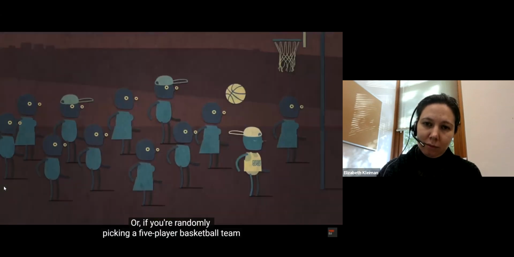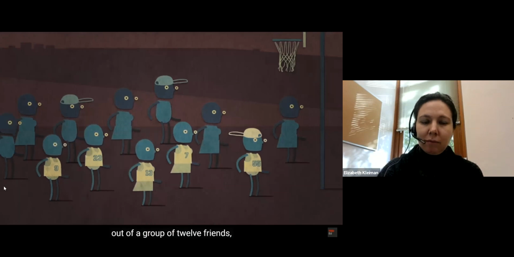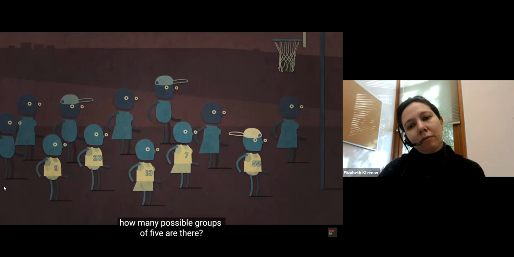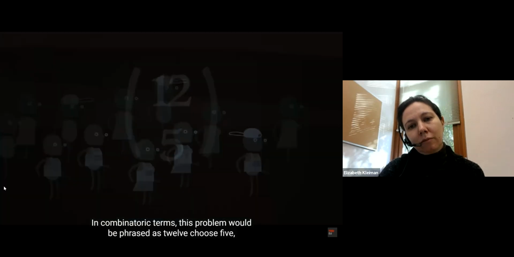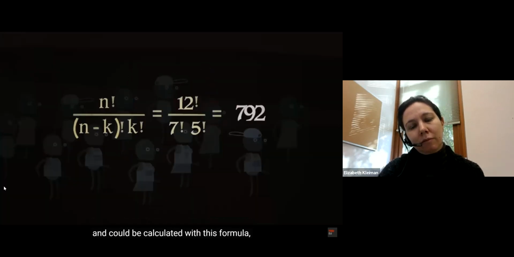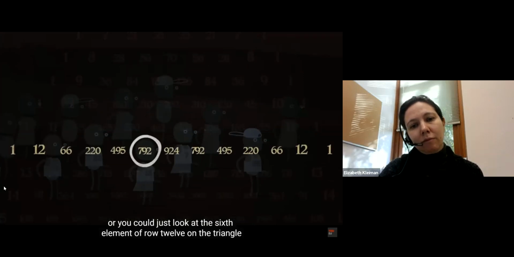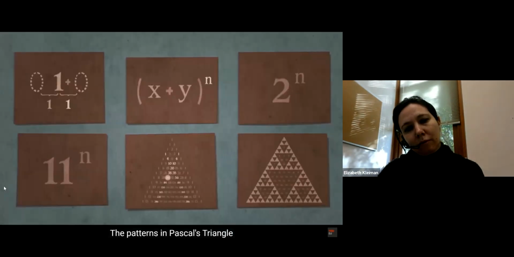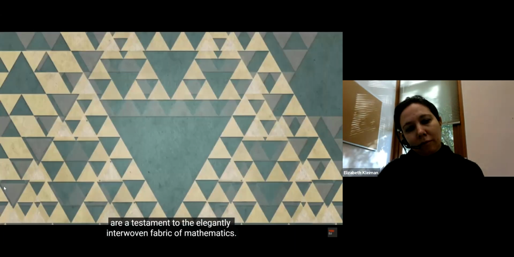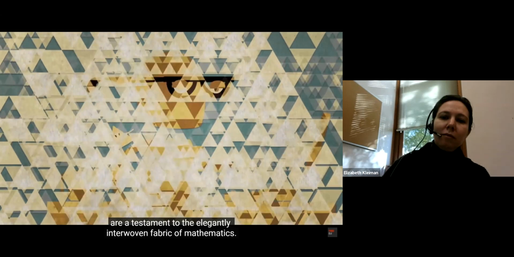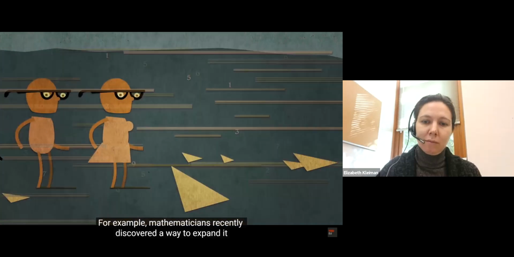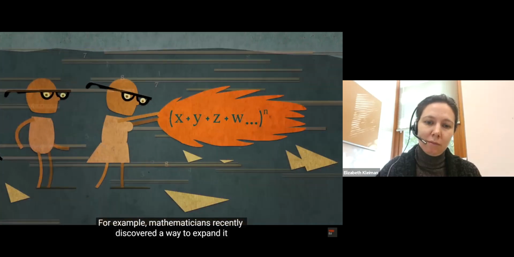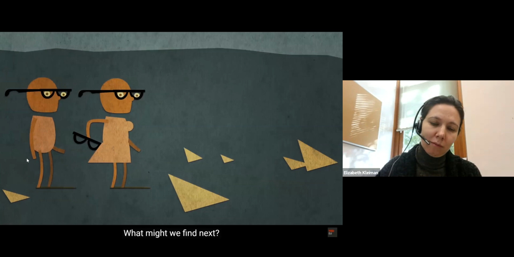Or if you're randomly picking a 5-player basketball team out of a group of 12 friends, how many possible groups of 5 are there? In combinatoric terms, this problem would be phrased as 12 choose 5 and could be calculated with this formula. Or you could just look at the 6th element of row 12 on the triangle and get your answer. The patterns in Pascal's triangle are a testament to the elegantly interwoven fabric of mathematics, and it's still revealing fresh secrets to this day. For example, mathematicians recently discovered a way to expand it to these kinds of polynomials. What might we find next? Well, that's up to you.